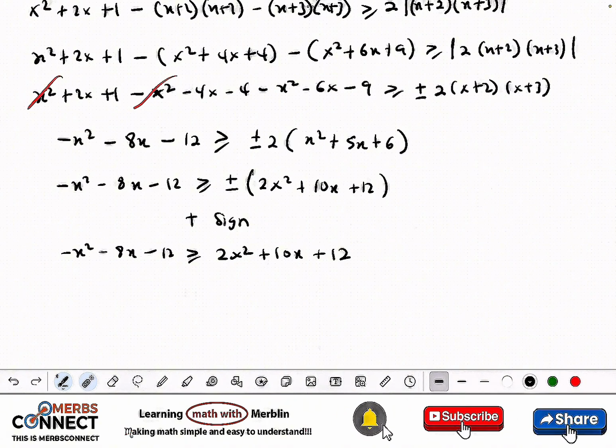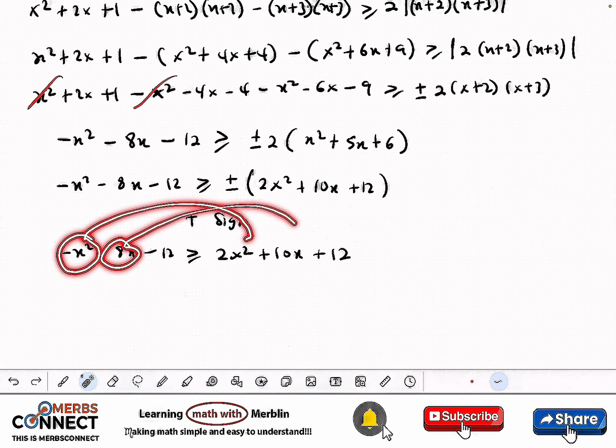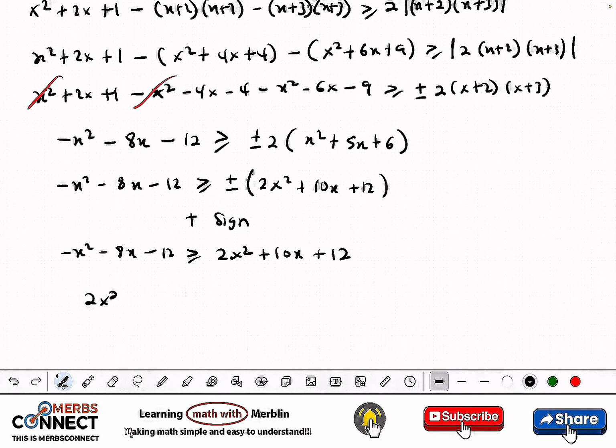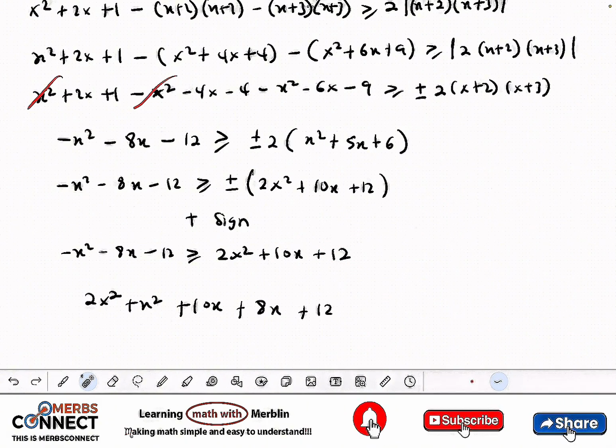Nice. So what I'm going to do is I'm going to move this to this side, move this one to this side, and move this one to also this side. So I'm going to have 2x². When I move this one, it becomes positive, so plus x² plus 10x, which is also here. Then I'll move this one. I'm going to have plus 8x. Then I have my 12 here, plus 12. Then when I move this, I'm going to have plus 12 again.